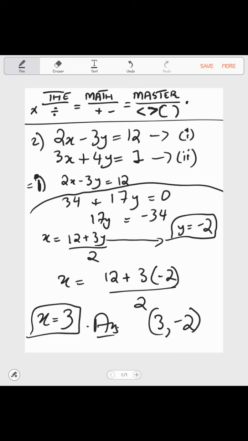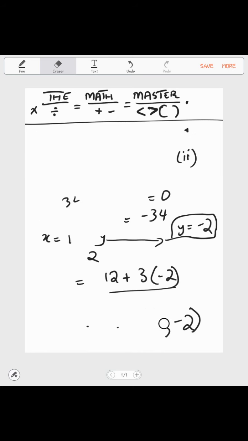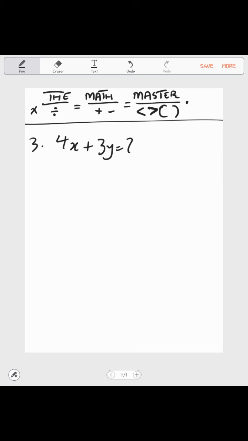That's the substitution method. Moving towards our last question, which is quite difficult as it includes terms like fractions, and you can easily make a silly mistake as well. So the third question is 4x plus 3y equals 8 and 2y minus 3x equals 11.